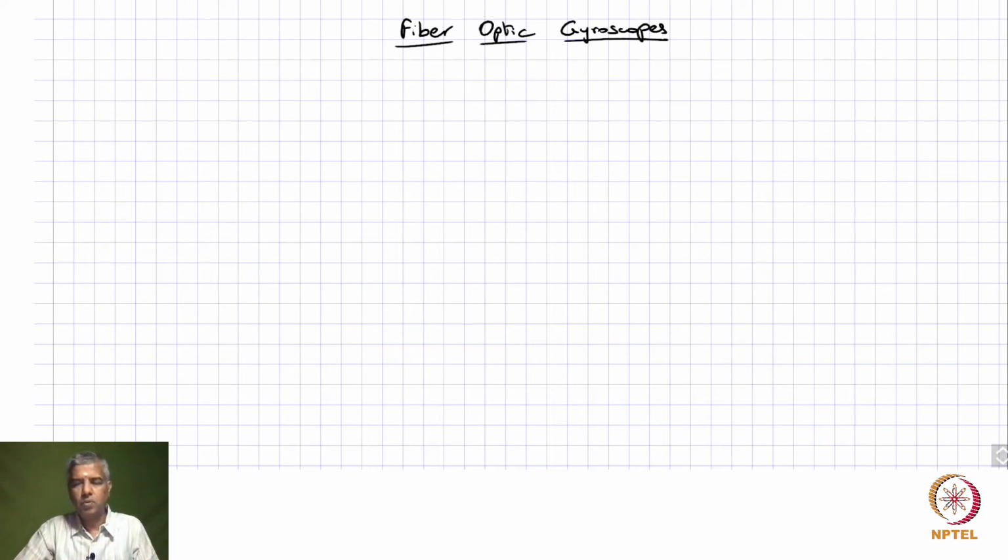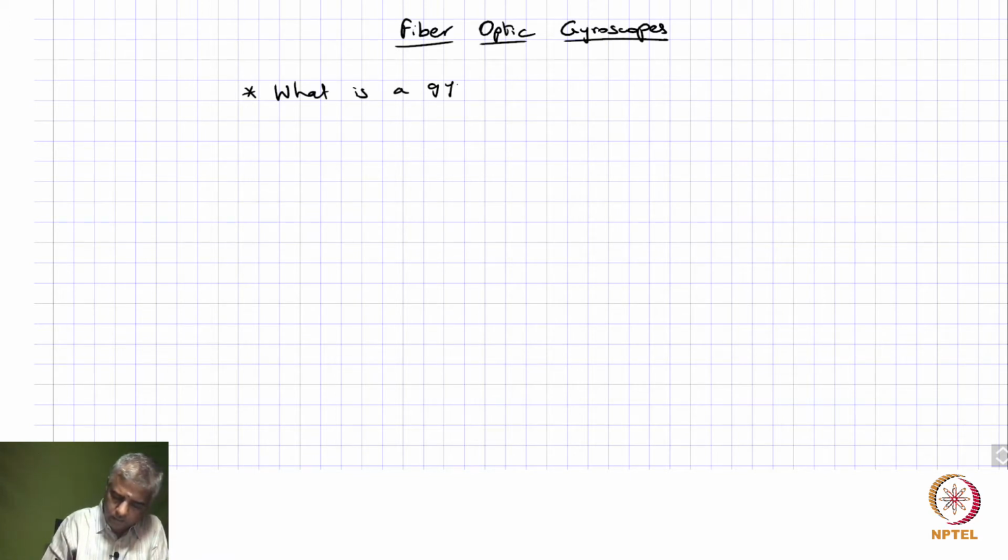In today's lecture, what we'll consider is yet another example of a phase modulated sensor. This is probably one of the most popular and most widely used applications. So this is called a fiber optic gyroscope. So let's actually look at what is a gyroscope in the first place.